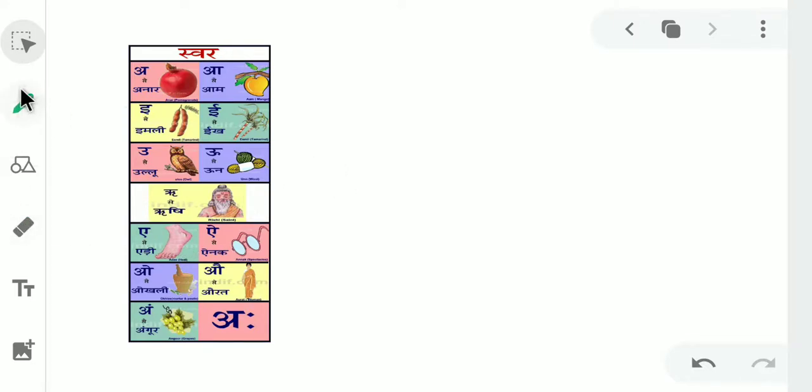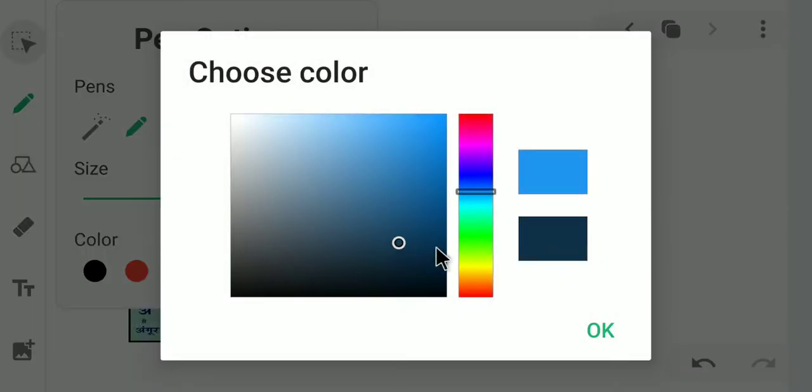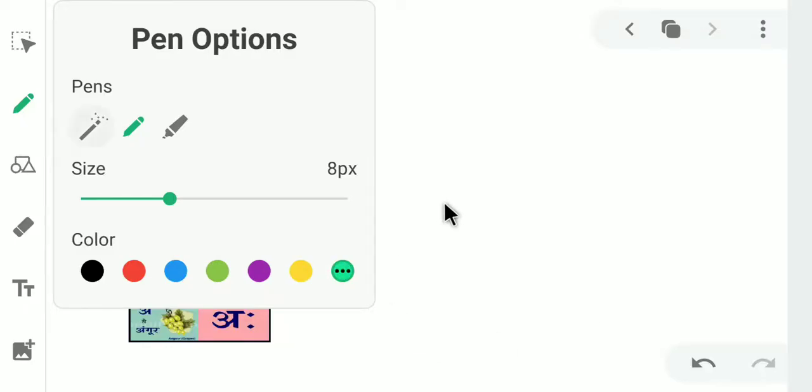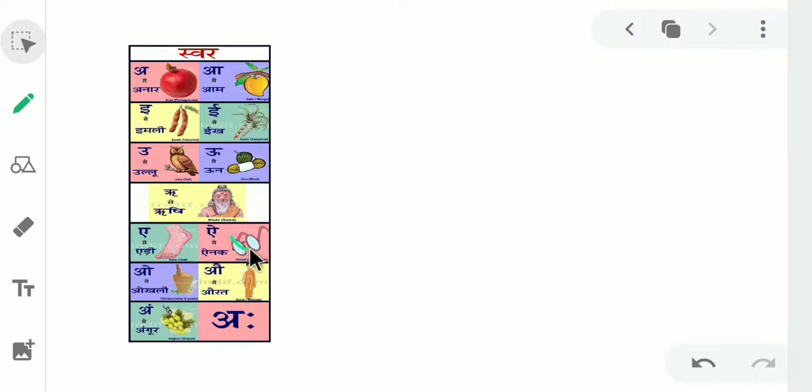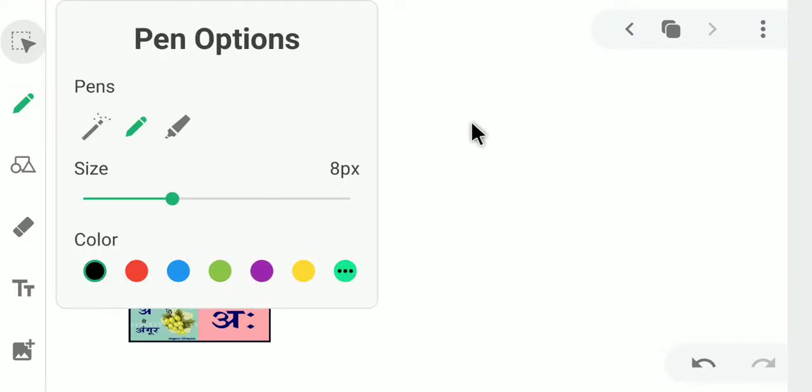Now I'm going to write I. You can just write like this, and give array like this. This is I. Okay. So please note it.